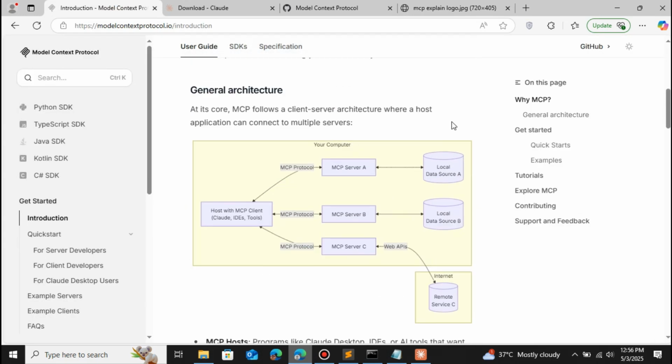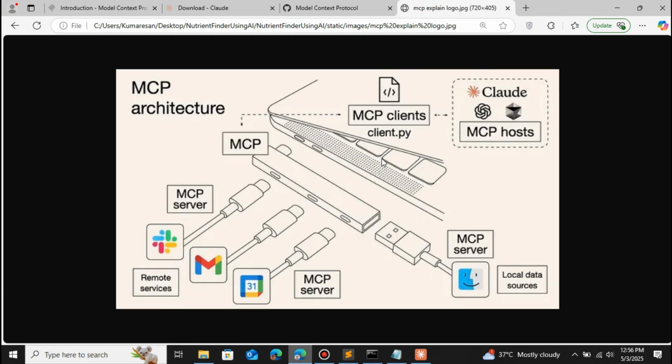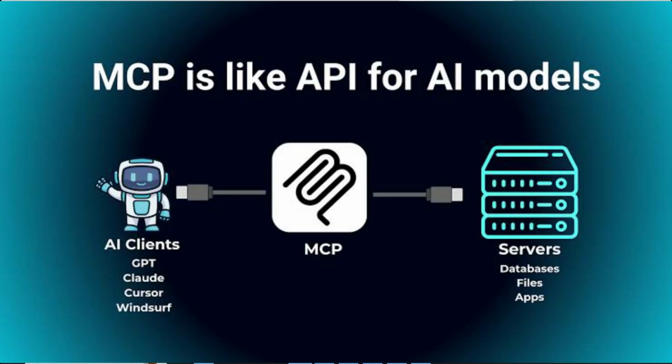If you look at this diagram, this is the architecture of the MCP servers. It can take any client. It can be ChatGPT, Claude, or Gemini. So using the MCP, you can access external data like databases, any file, Google Drive, or Gmail.